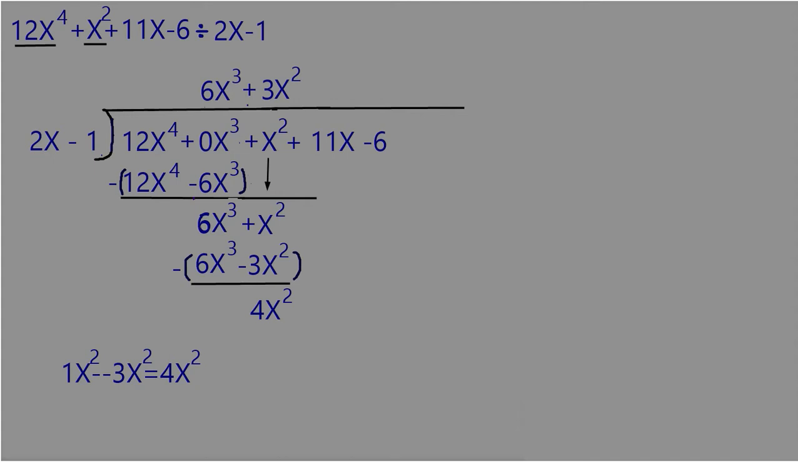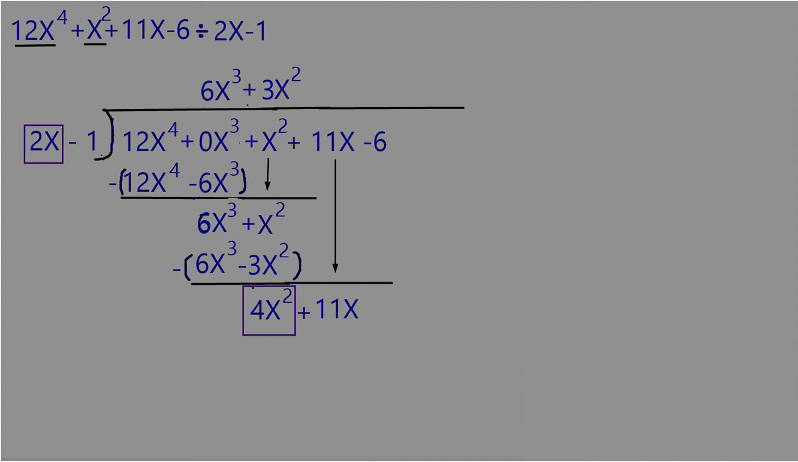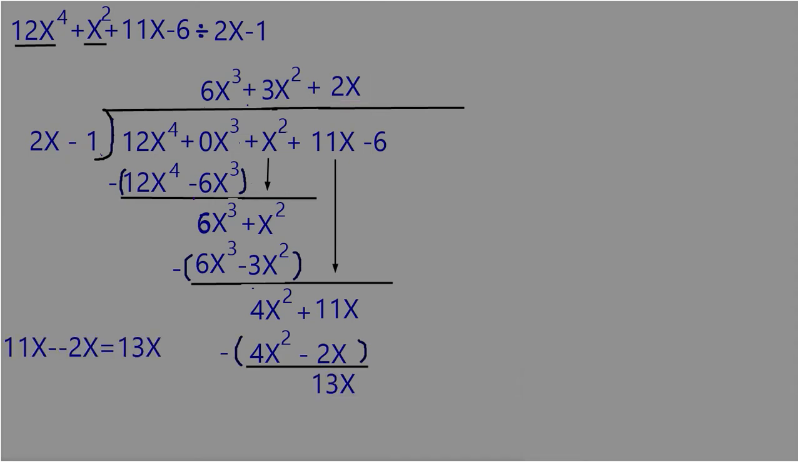We now bring down the plus sign, along with 11x. 4x raised to the power of 2 divides by 2x, gives 2x. 2x times 2x gives 4x raised to the power of 2. 2x times negative 1 gives negative 2x. 11x minus 2x gives 13x, again because two negative signs give positive. We want to now bring down negative 6.